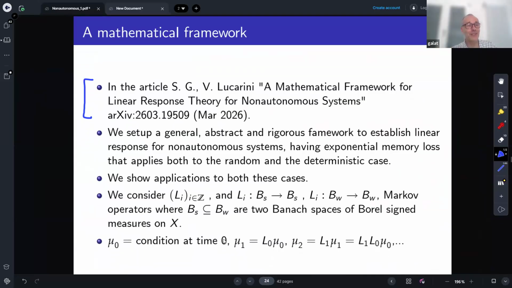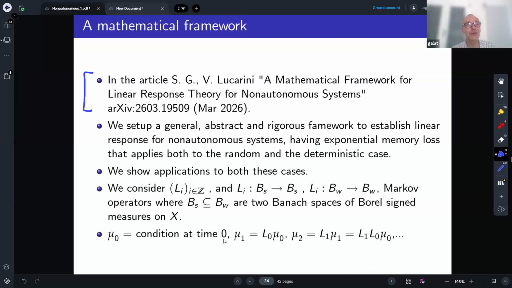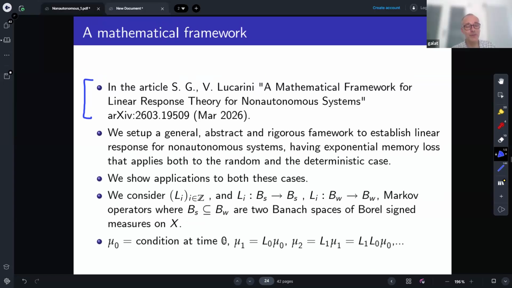Let's go back to the mathematics. So now let's see how to prove this linear response formula for the non-autonomous case and what is the mathematical framework that we take to prove it. So we have this family of systems that change in time. We formalize this by considering a sequence of operators, which are Markov operators on Banach spaces of Borel measures on the phase space, which will be still X. And the operators will act on a strong space and on a weak space. Think about expanding maps, where this is the Sobolev space, and this is L1.